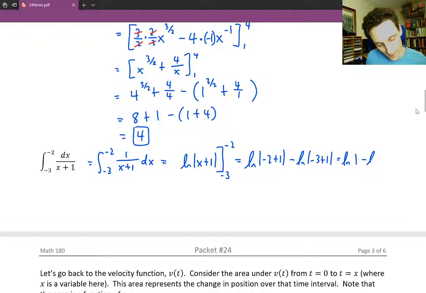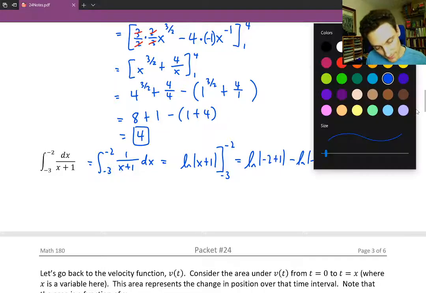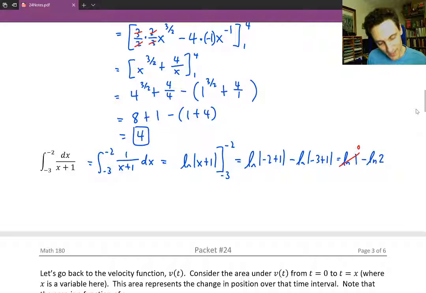Now, here we've got -3 plus 1, absolute value of that is 2, and ln 1 is 0, so we end up just getting -ln 2.